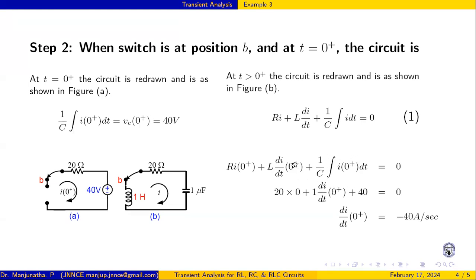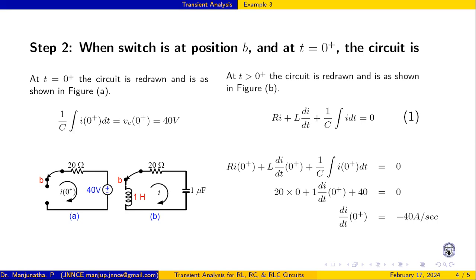So here R is 20 ohm into i of 0 plus, which is 0. L is 1 into di/dt of 0 plus. And this last term is the capacitor voltage, Vc of 0 plus, which is 40 volts. So di/dt of 0 plus plus 40 is 0, and taking this to the right side, di/dt is minus 40 ampere per second.